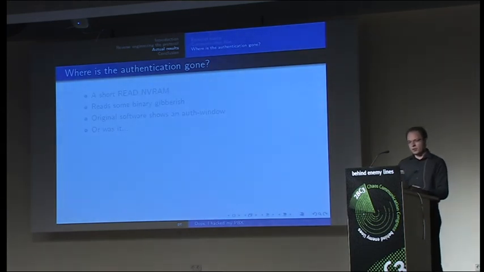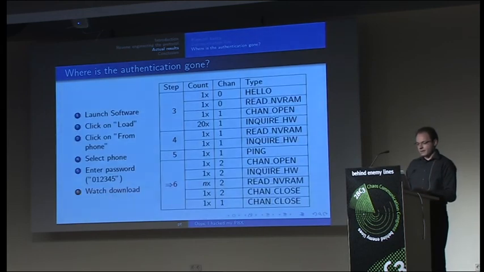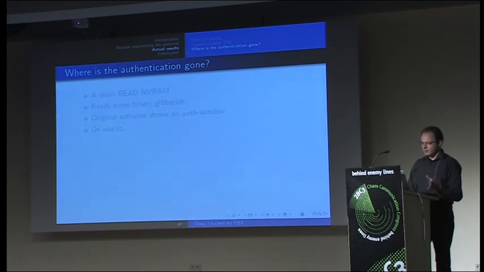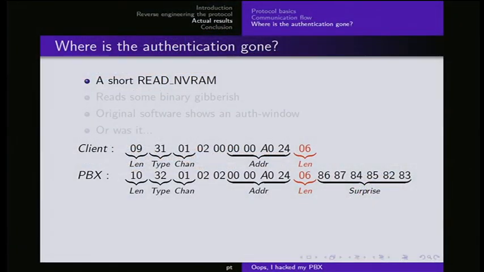Yeah, there was a short read NVRAM. I go back one slide. You see a short read NVRAM at step 4 when you selected the phone. I actually looked at that one and thought maybe there is some magic going on here. There is a short read NVRAM, and it seems to read some binary gibberish. The software then shows you an authentication window asking you for a password. It, as we remember, was 012345, basically 6 characters long. There is a packet of a length of 6 going through the line.